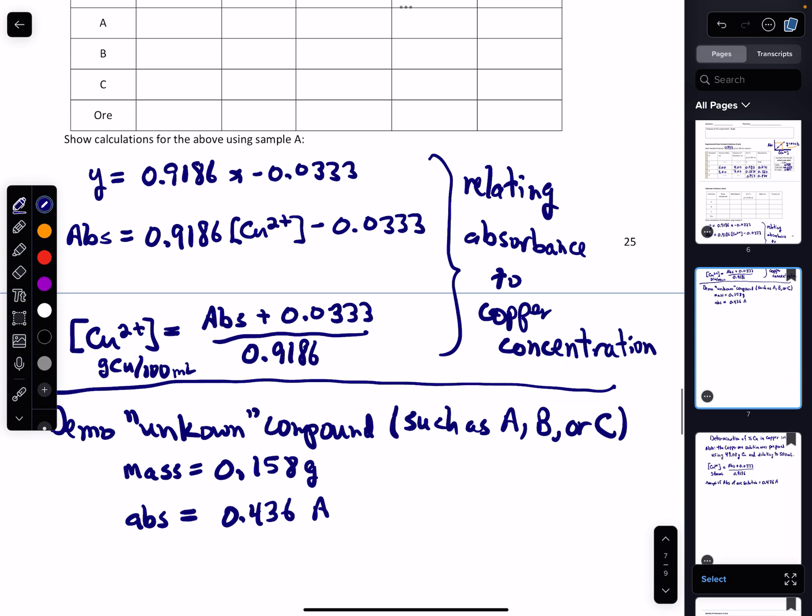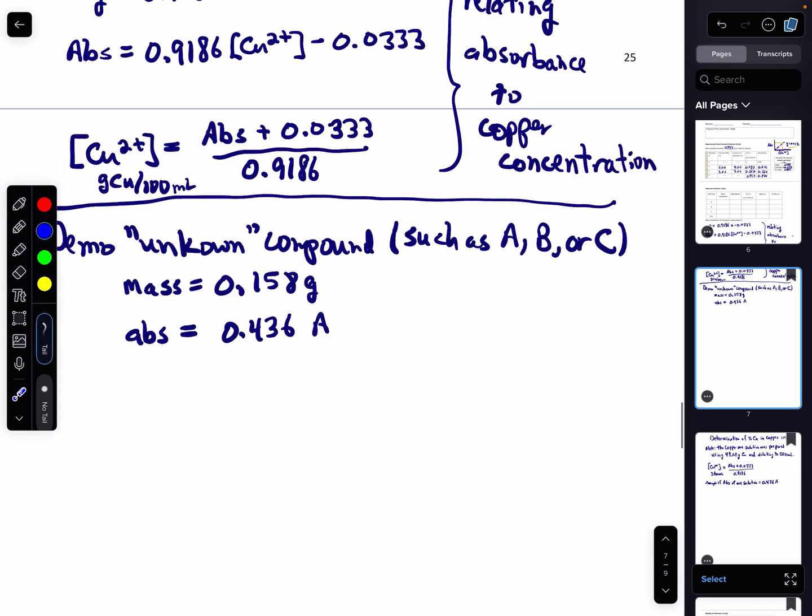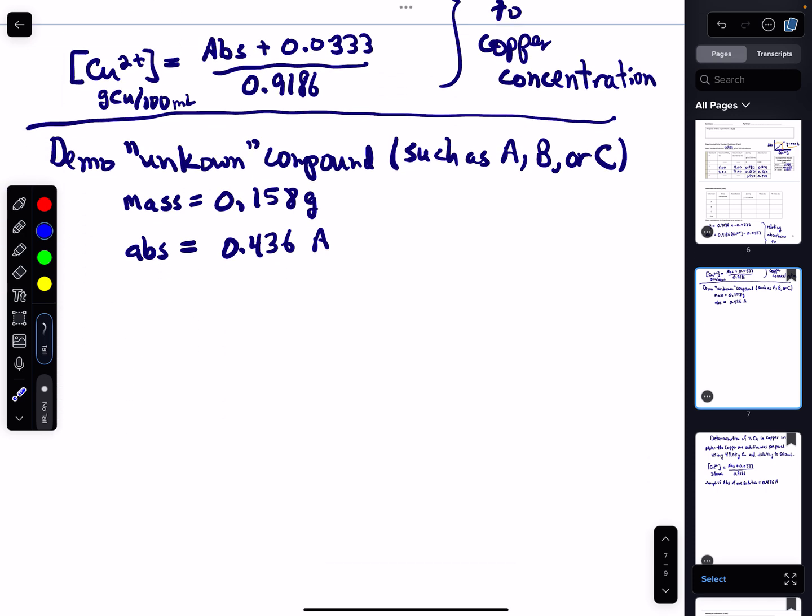And so once we have this equation here, we can measure the absorbance of any solution and determine the copper concentration in units of grams of copper per 100 milliliters of solution, even though we don't have 100 milliliters of solution. So we're going to do a dummy unknown. This was done in the lab for three different compounds, A, B, and C, for which one was supposed to take a mass of around 0.18 grams and dissolve it.